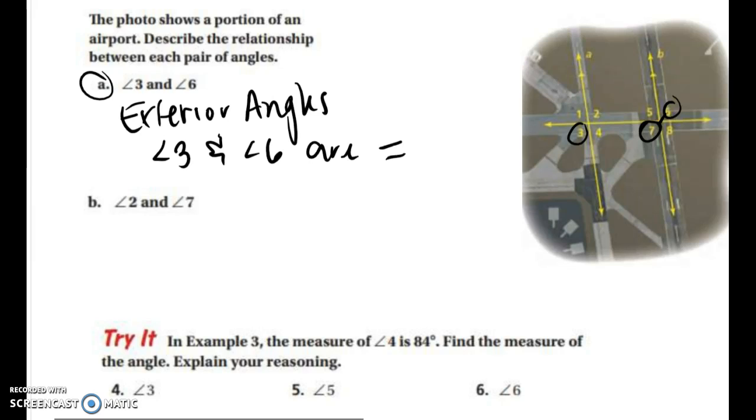For 2 and 7, those are both interior angles. Sorry, I wrote with a highlighter. And since they're both on the inside of our parallel lines, they actually are equal because they are diagonal from each other, and 7 corresponds with 3, which is a vertical angle from 2. So those are also equal.